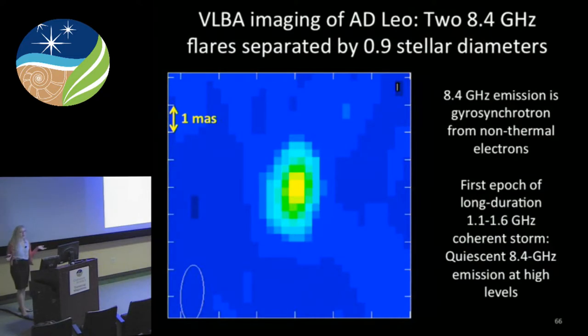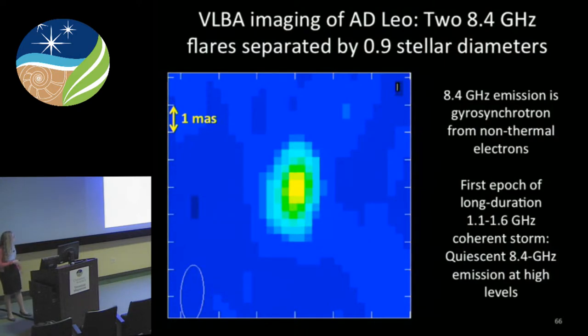Now, I had simultaneous VLBA imaging during these data sets. And in the first epoch, the emission from the star was at quite high levels, and we saw a couple of flares. With the VLBA, we observed at higher frequencies than the VLA. We were looking for a different type of emission. What we were looking for is gyrosynchrotron emission, which is cyclotron, so electrons cycling a magnetic field line, but from mildly relativistic electrons. And we see gyrosynchrotron emission from these non-thermal, mildly relativistic electrons over the course of minutes to hours and ongoing on these stars.